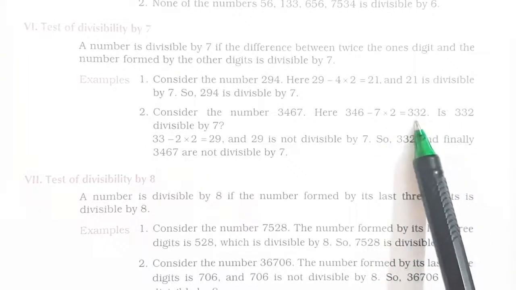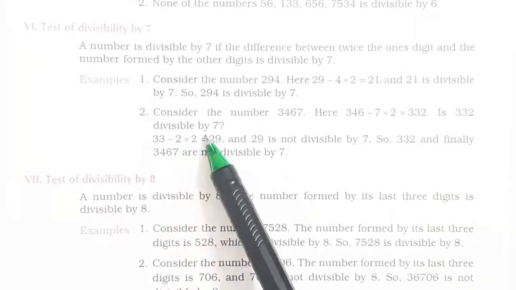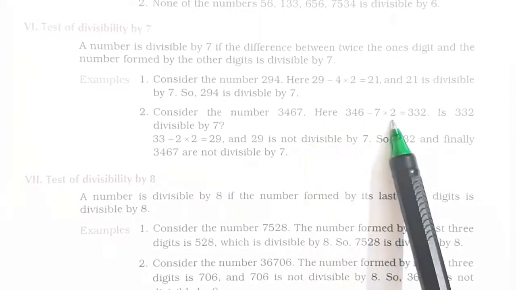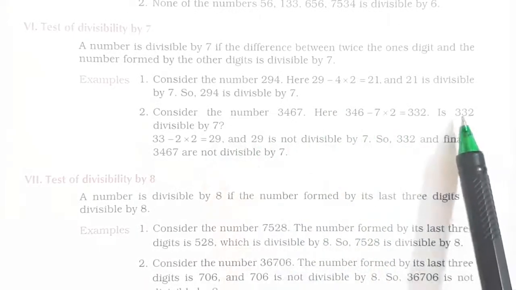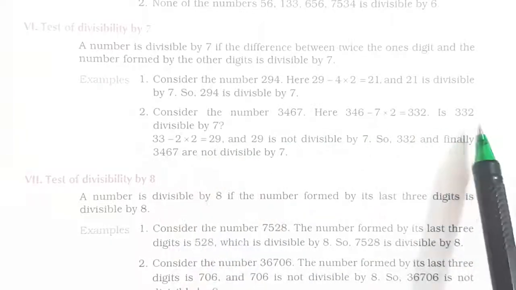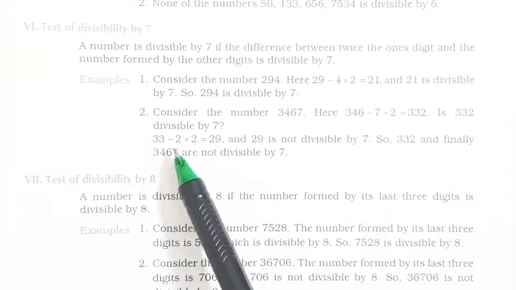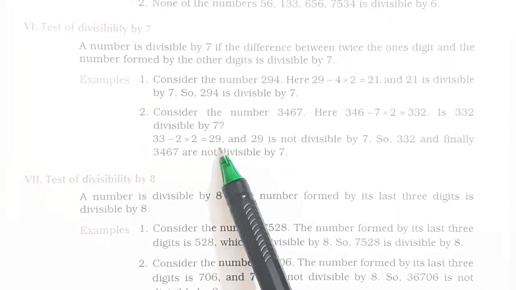Now in order to check whether 332 is divisible by 7, we can repeat the same process. Let's repeat the steps here. So now 332, the last digit is 2. So 33 minus 2 2s are 4. So the answer is 29.